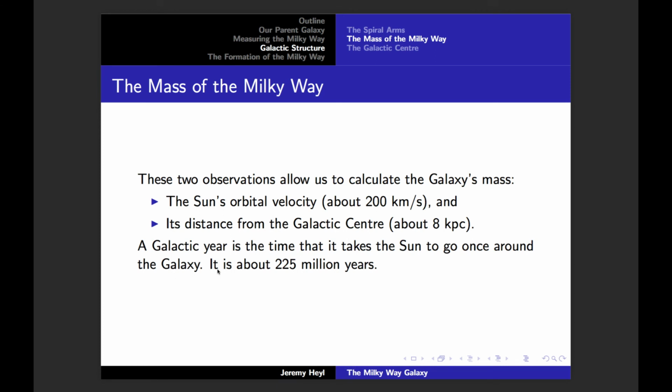So I'd like to figure out what is the mass of the Milky Way. We've gotten all of the ingredients together. We have the orbital velocity around the galaxy, which is around 200 kilometers per second, and that we are about 8 kiloparsecs from the center. Now I'm going to do this in a slightly different way, using this idea of the galactic year. That's the time it takes the sun to go around the galaxy. It's 225 million years, and I get that by taking this number times 2 pi to go all the way around the galaxy and dividing by that velocity of 200.